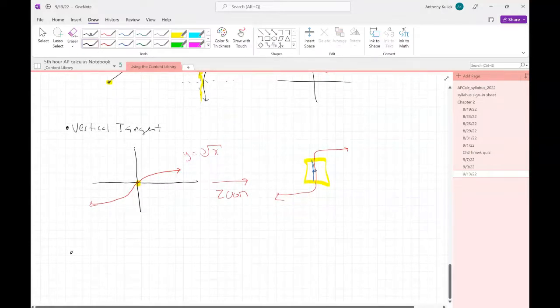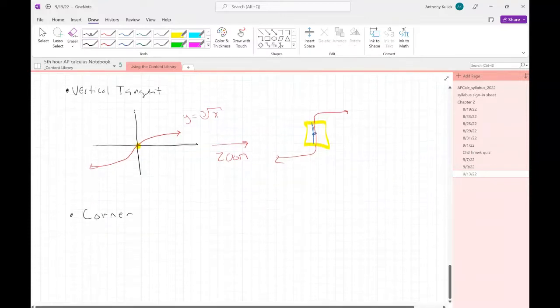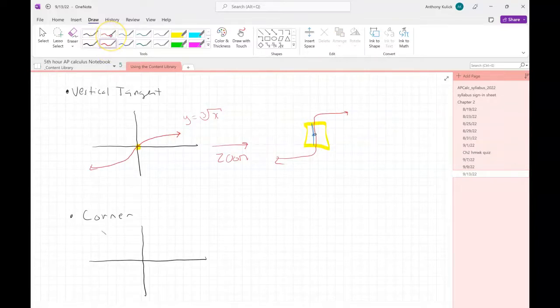And then the last one is a corner. So the canonical example for this is the absolute value function. So at that corner, the absolute value function, or rather the derivative, does not exist there. Why is that corner a problem?